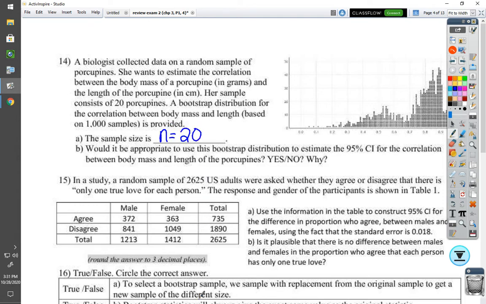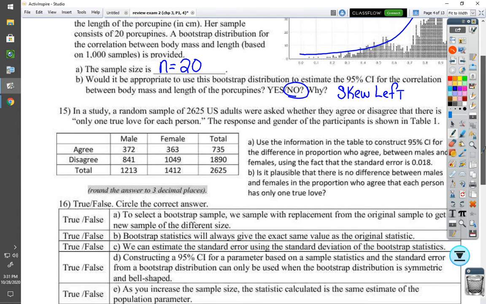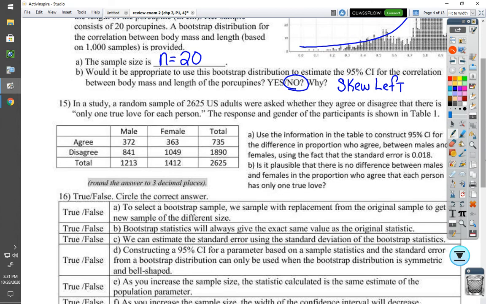Would it be appropriate to use the bootstrap distribution to estimate the 95% CI for the correlation between body mass and length of the porcupines? And if I look at this picture, the answer is going to be no. Why is it going to be no? Look how heavily skewed the curve is. It is skewed left. The data is not symmetrical. We would not use it for a distribution.